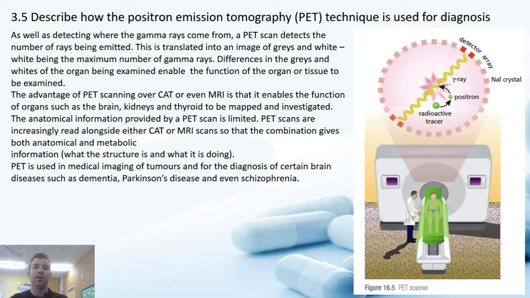So, a PET scan, what is its advantage over a CAT or even MRI? It enables the function of organs such as brain, kidneys, or the thyroid to be mapped and investigated. The anatomical information provided by a PET scan is limited. However, PET scans are increasingly read alongside either CAT or MRI scans, so the combination gives us both anatomical and metabolic information.